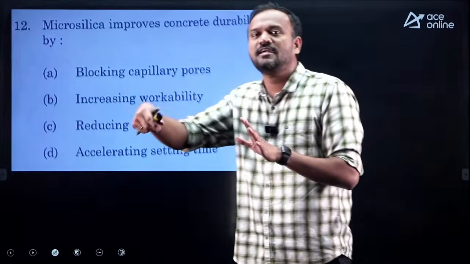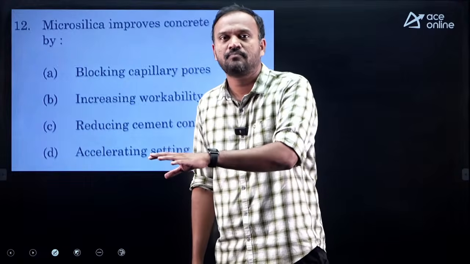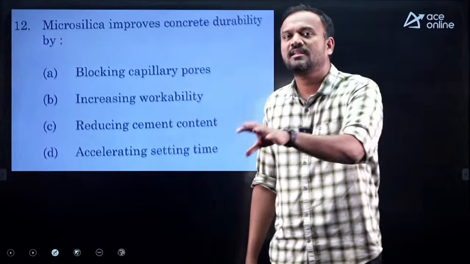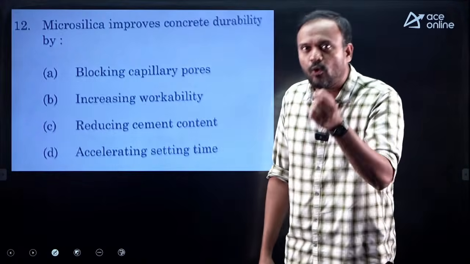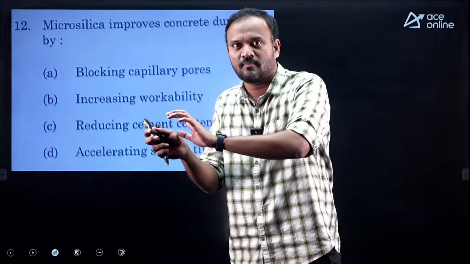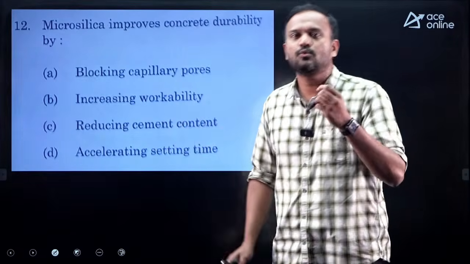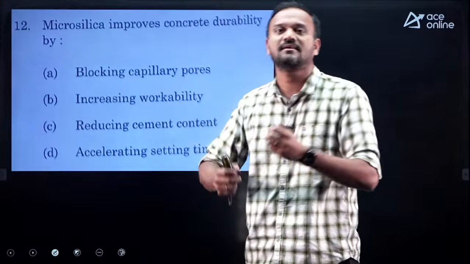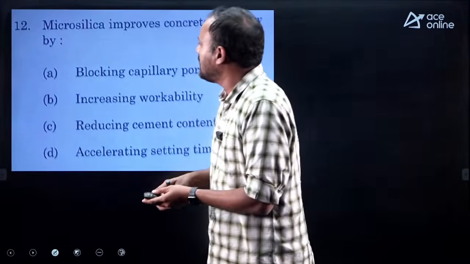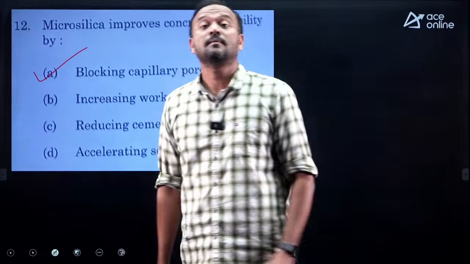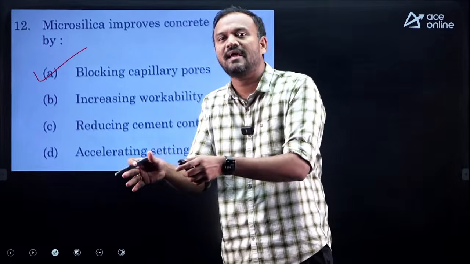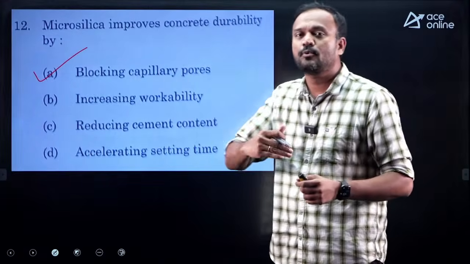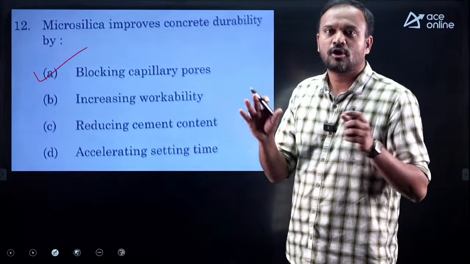In addition to that filling ability, microsilica will undergo pozzolanic action, because of which calcium silicate hydrate will be formed. So, the pore is not only physically closed, at the same time, due to pozzolanic action, calcium silicate hydrate gel will completely seal that pore, making the capillary pores completely blocked. So, they are blocked physically, and at the same time chemically. So, that is why microsilica will improve the durability of any concrete material.